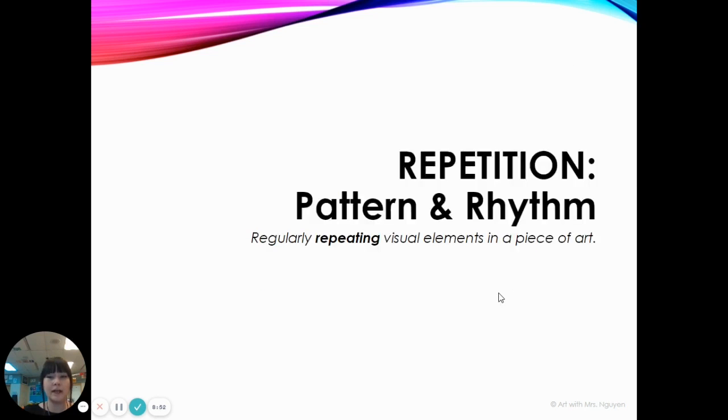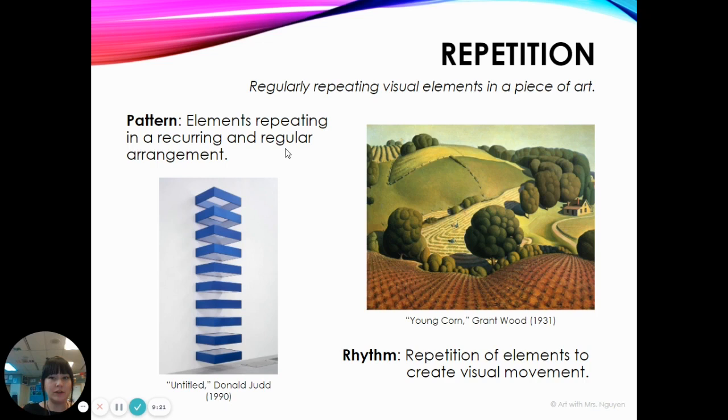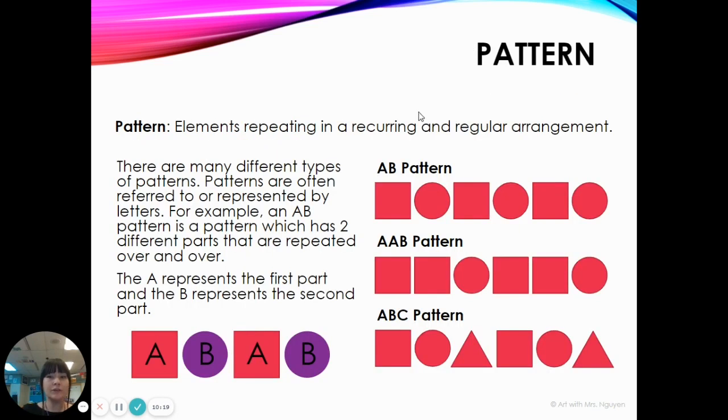The next principle of design is repetition. And in our school, we really focus on pattern when we talk about repetition. Repetition is regularly repeating things in a piece of art. Pattern is one way to describe repetition, and that is repeating things in a regular way. Rhythm is another type of repetition, where it might not repeat exactly the same, but it is still repeating to create visual movement. So these are exactly the same, which makes it pattern, and these are a little bit different, but still repeating and making movement, which is called rhythm. Again, at our school, when we talk about repetition, we focus on pattern. Patterns are elements repeating in a regular way.